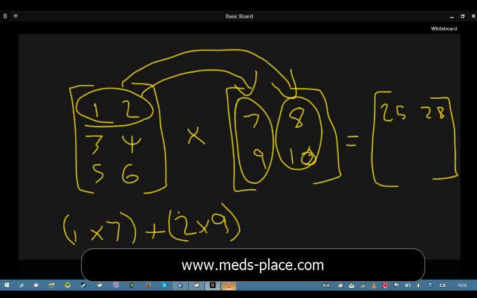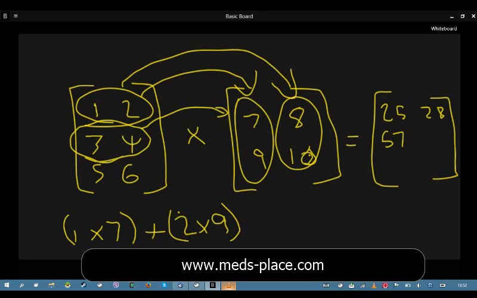For C2,1, we do 3 times 7 plus 4 times 9, so 21 plus 36, giving you 57. And then for C2,2, you'd have 3 times 8 plus 4 times 10, and so on and so forth. And that's multiplication.